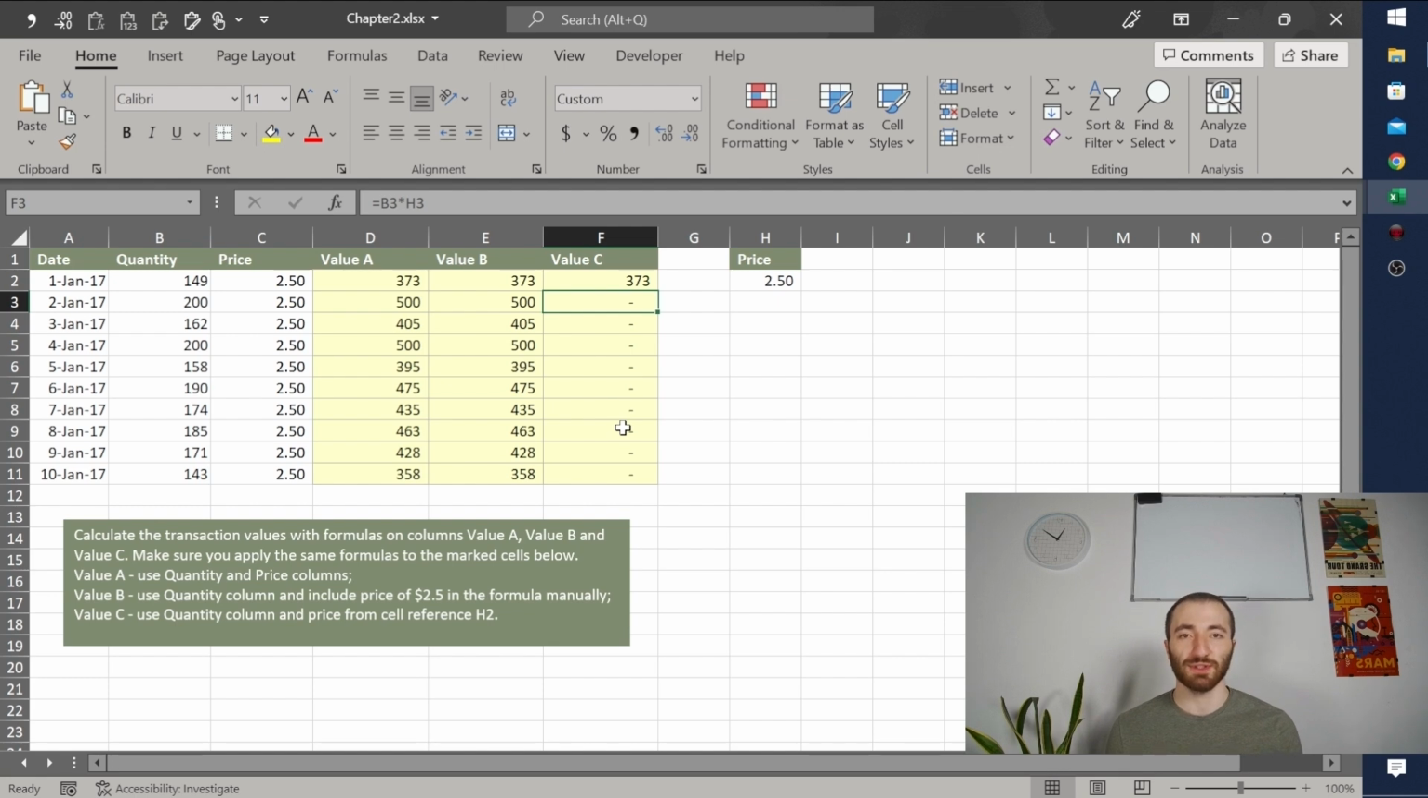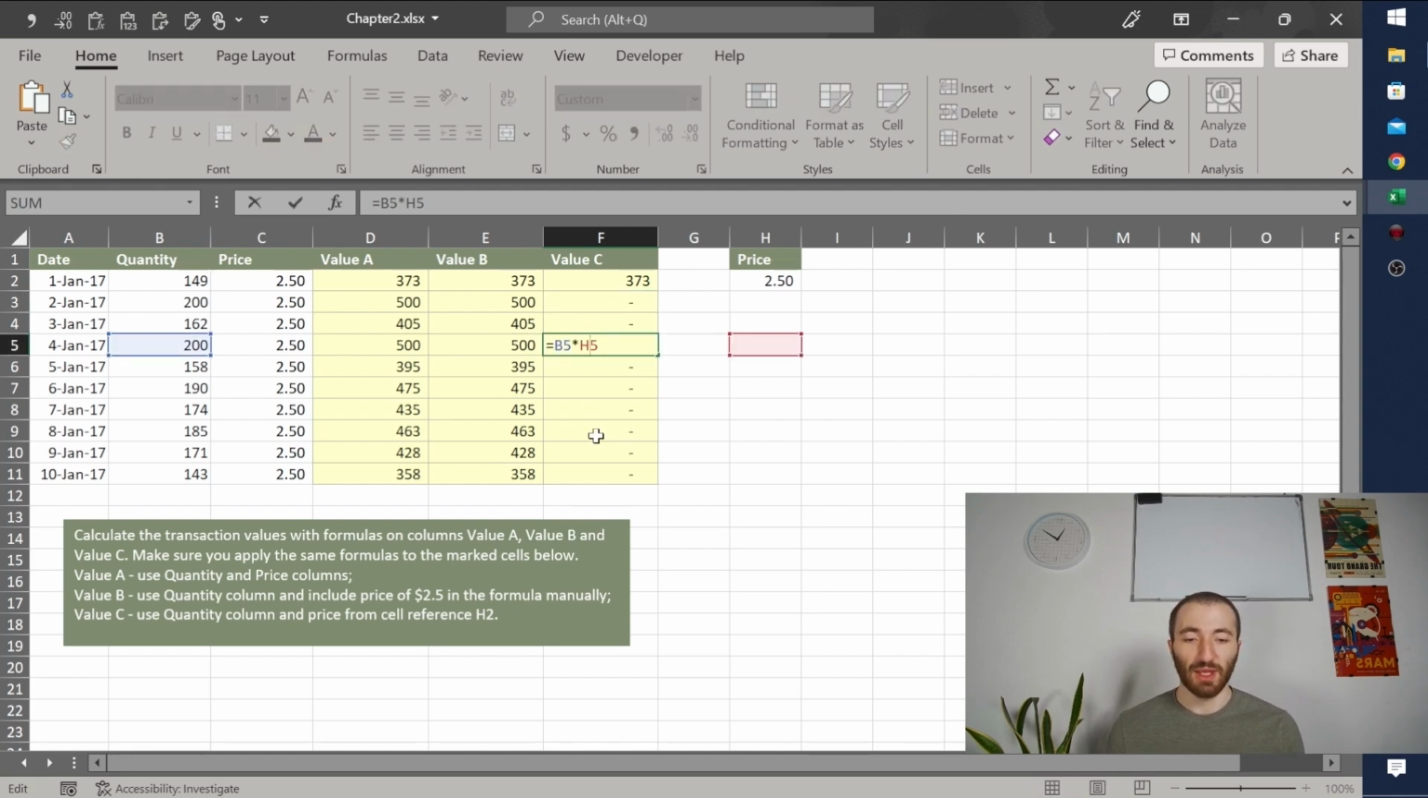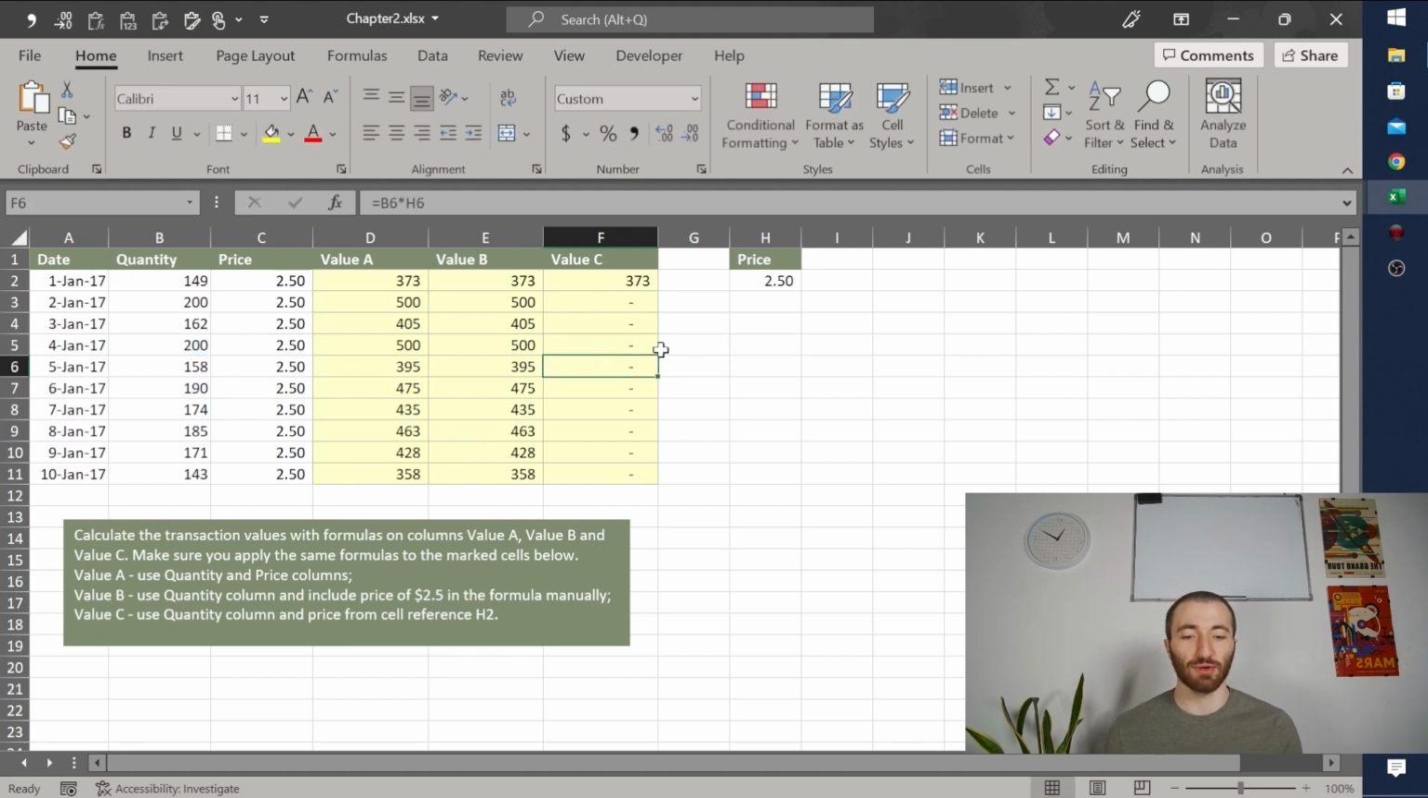Why do we have here zeros? Let's open, for example, this cell, cell F5. Here we have formula B5 multiplied by H5. So instead of H5, we need to have here H2 because our price is written only in cell H2, not cell H5. H5 value is nothing, meaning its value is 0. 200 multiplied by 0 equals 0. And that's why Excel resulted in 0 value.